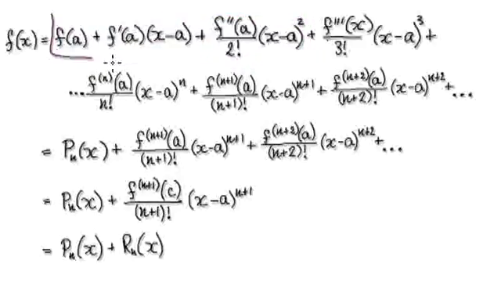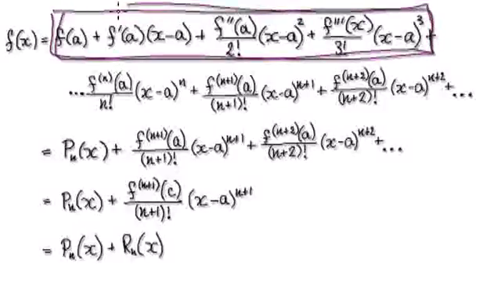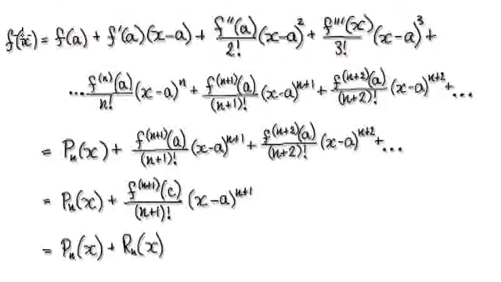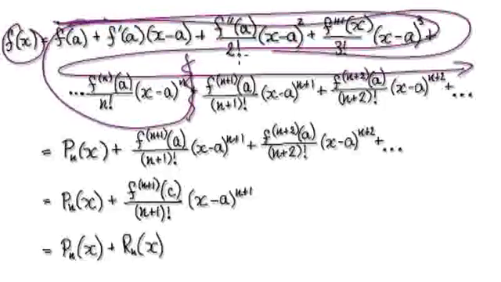Or you can decide to cut it right here. You can decide to truncate it right here, then this thing here becomes your Taylor polynomial of order 3. So your function goes all the way to infinity. Let's say you want to cut it here, then this whole thing here becomes your Taylor polynomial of order n.